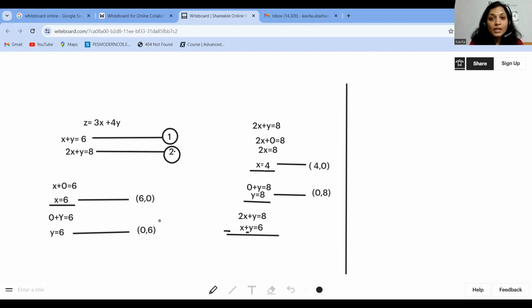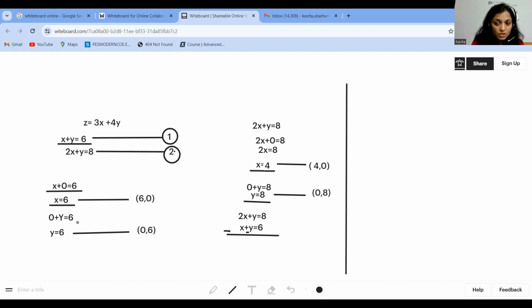The way to calculate the points of intersection for a line is to consider equation number 1, x plus y is equal to 6. First of all, we put the value of y equal to 0 in equation number 1. I have typed 0 instead of y here. So x plus 0 is equal to 6, and you will get the value of x. x is equal to 6. When x is equal to 6, y is equal to 0.